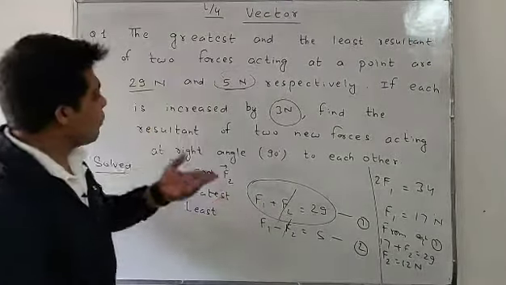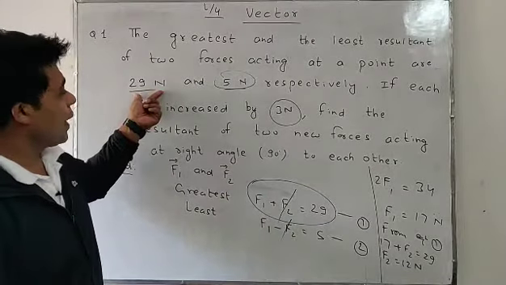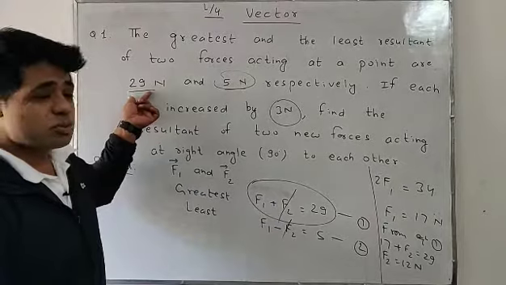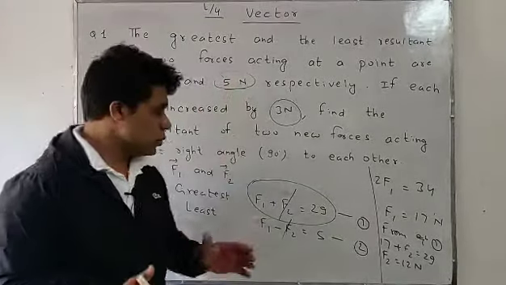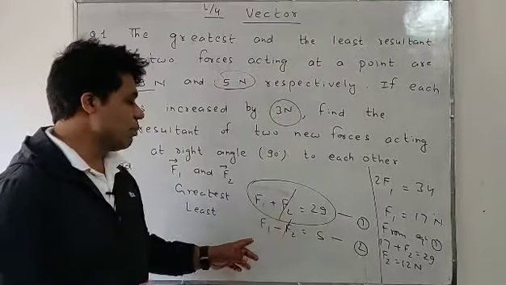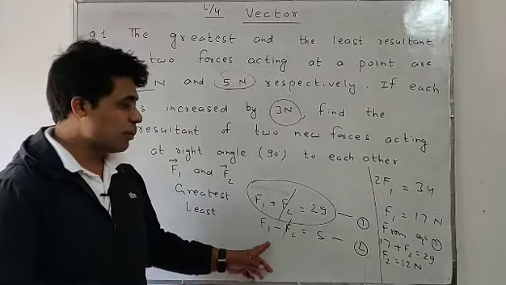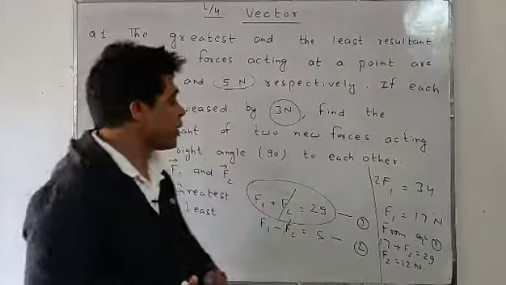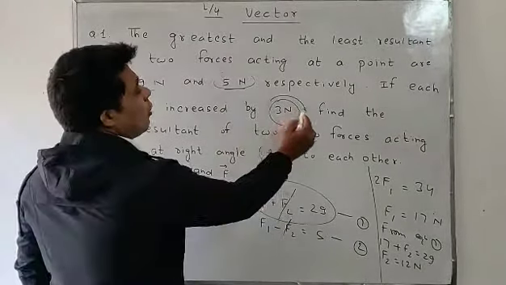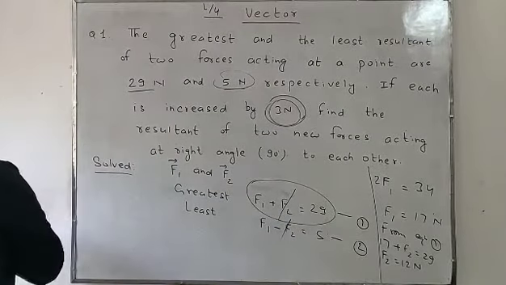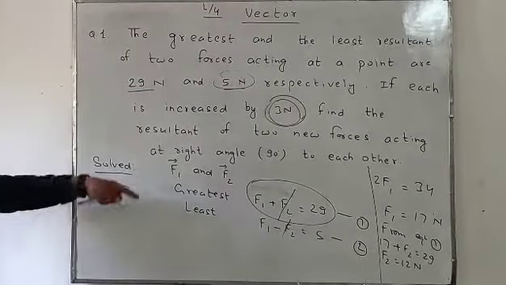We are given their maximum value and minimum value. Maximum is 29 and least is 5. It will be maximum, the greatest, when we add, and minimum, the least, when we subtract. We made two equations, and when we solved, we got F1 and F2. Now what is the remaining part? He is asking, now each force is increased by 3 Newton. Okay students, now I'm going to remove this portion.